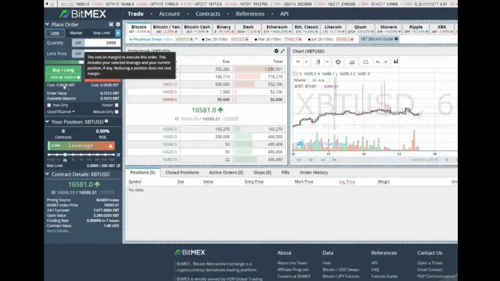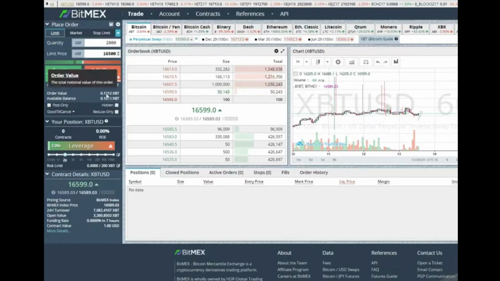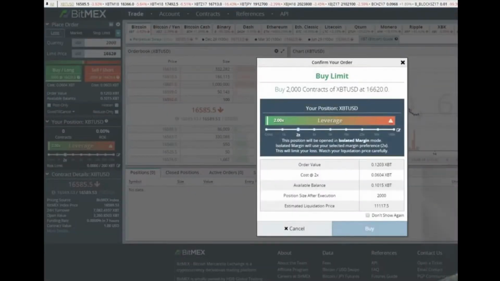If you notice, my cost is less than the order value. The cost is how much you're actually risking. When you put in this order, you can't lose more than the cost because that's all you have to risk in order to trade with this value. We're risking 0.06 to trade at 2 times leverage with an order value of 0.12. So we'll actually be trading with 0.12 worth of Bitcoin. So when we go to open this long, the contract price went up, so I'm going to increase this to 16,620.